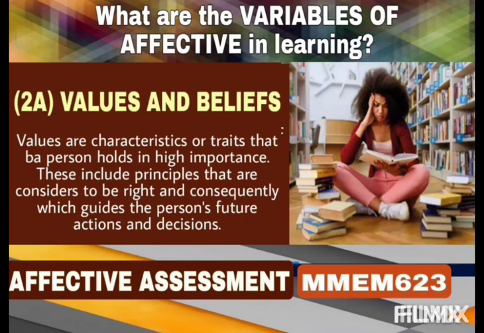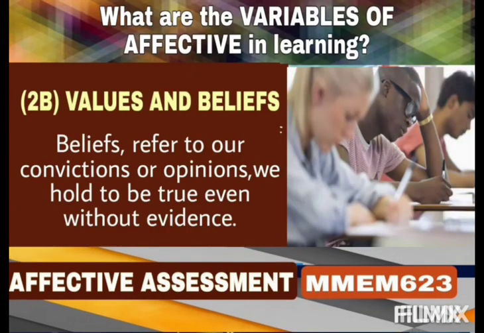Second, values and beliefs. Values are characteristics or traits that a person holds in high importance. These include principles that one considers to be right and consequently which guide the person's future actions and decisions. In the school setting, values that are included in the curriculum are honesty, patience, perseverance, respect for others, cleanliness and order, care for environment, and so on. Beliefs refer to our convictions or opinions we hold to be true even without evidence.